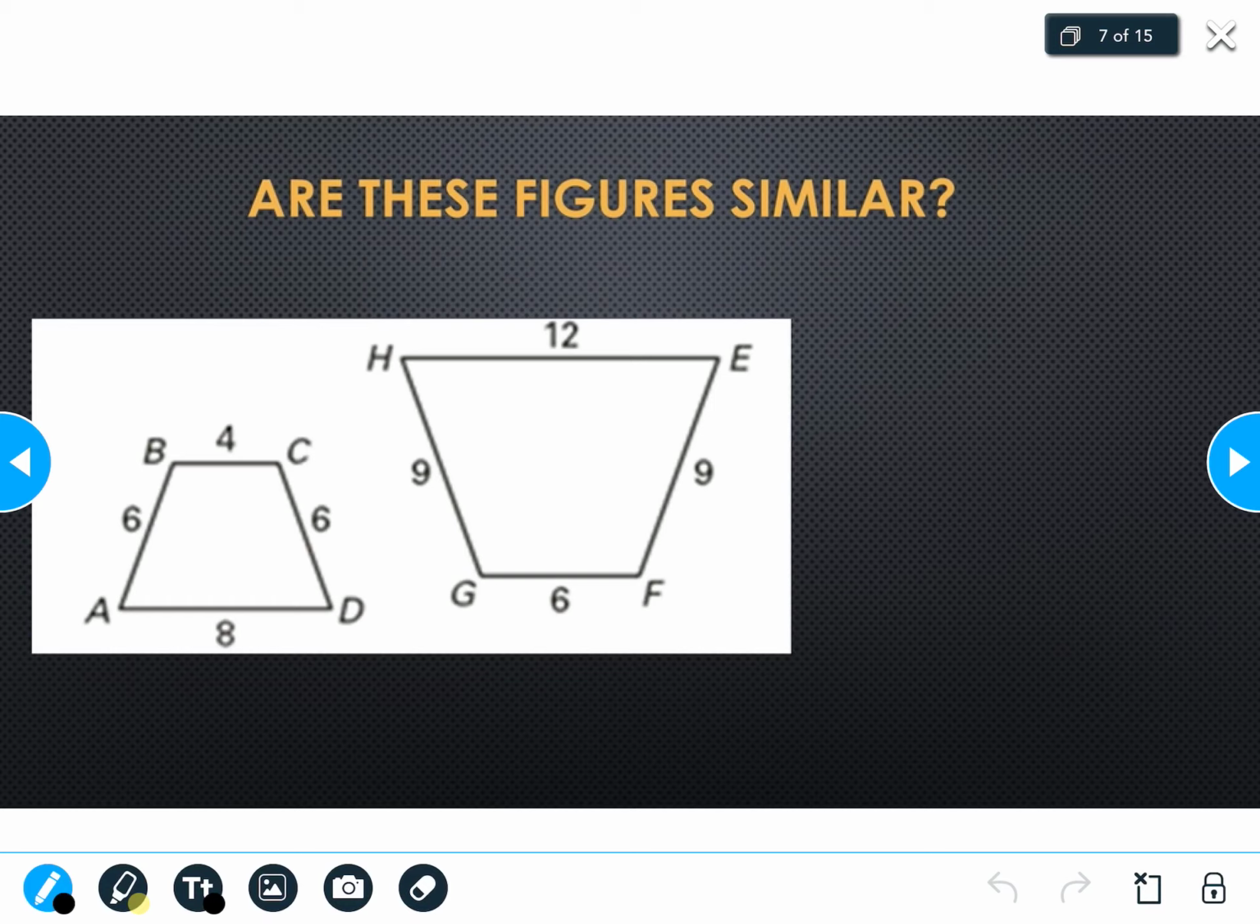Okay? We want to know if these are similar. Well, we know the angles are congruent. I'm just going to give you that information. But then you need to figure out which side corresponds with which side. Okay, so this is also another drawlet that you need to submit in order to get credit for the Nearpod.